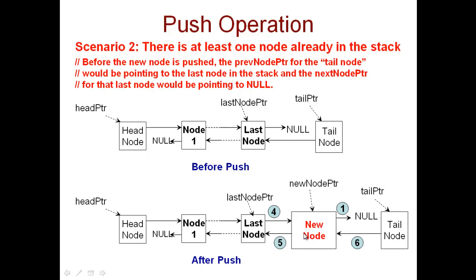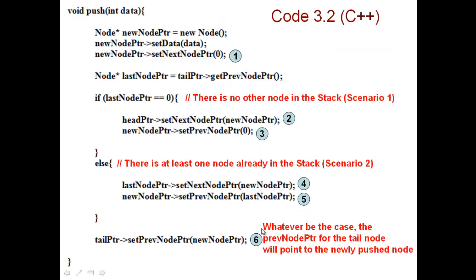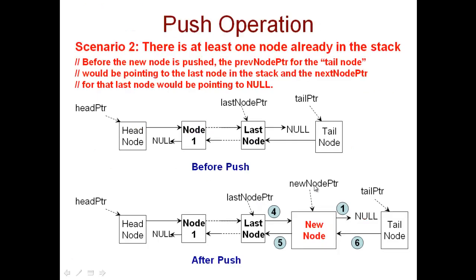As well as the new node's previous node pointer should take up the value of the last node pointer. So those are two things we are doing. The last node's next node pointer is set to the new node pointer, and the new node's previous node pointer is set to the last node pointer. And then when you come out of the else, we have to set up the link in this direction from the tail node to this new node. So the tail node's previous node pointer is set to the new node pointer. This way you have linked the new node to this doubly linked list, at the top of the stack.